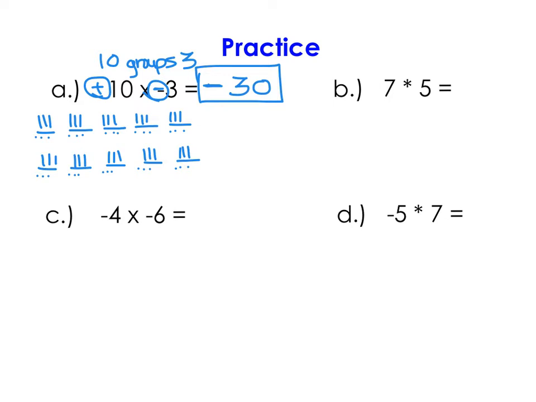So now let's go and take a look at part B. So part B, we have 7 groups of 5 is what that's saying. So I have 1, 2, 3, 4, 5, 6, 7. And each one of those groups has 5. So I have 1, 2, 3, 4, 5.